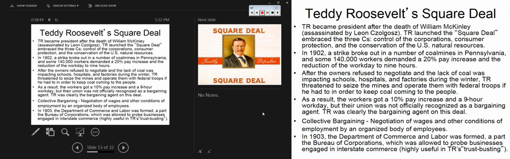TR will launch the Square Deal upon coming into office, where he embraces really a square deal for labor, consumers, fair competition, and conservation. He focused on the three C's in the Square Deal: control of the corporations, consumer protection, and conservation of U.S. natural resources. So in 1902, there is a major threat of a coal mining strike.